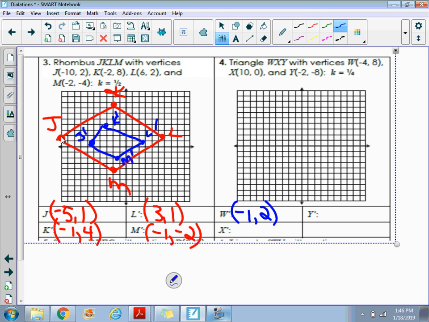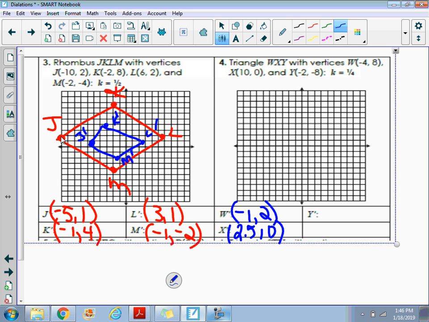So 10 divided by 4 is 5 over 2. What's 5 over 2? How about 2.5? So your first number is 2.5, your second one is 0.